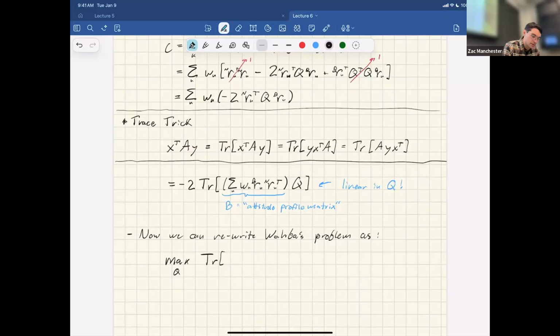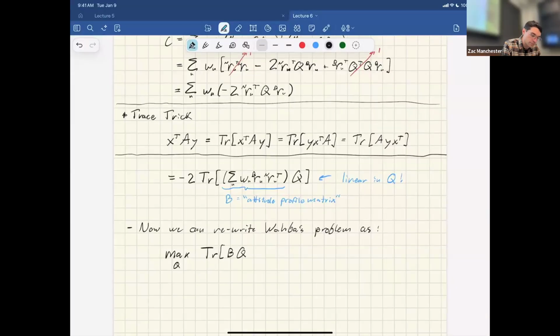So we've got trace B, which, remember that attitude profile thing, that's a constant. That's the data, right? So I basically compute this B by summing up over the data, and it's just a matrix at that point. So it's B times Q, and then subject to my SO3 constraint. So we need Q transpose Q to equal the identity, and we need determinant of Q to equal 1. Okay, so this is exactly the Wahba problem, just rewritten a little bit using the trace trick and defining this attitude profile thing. This is cleaned up pretty nicely now and looks fairly simple.